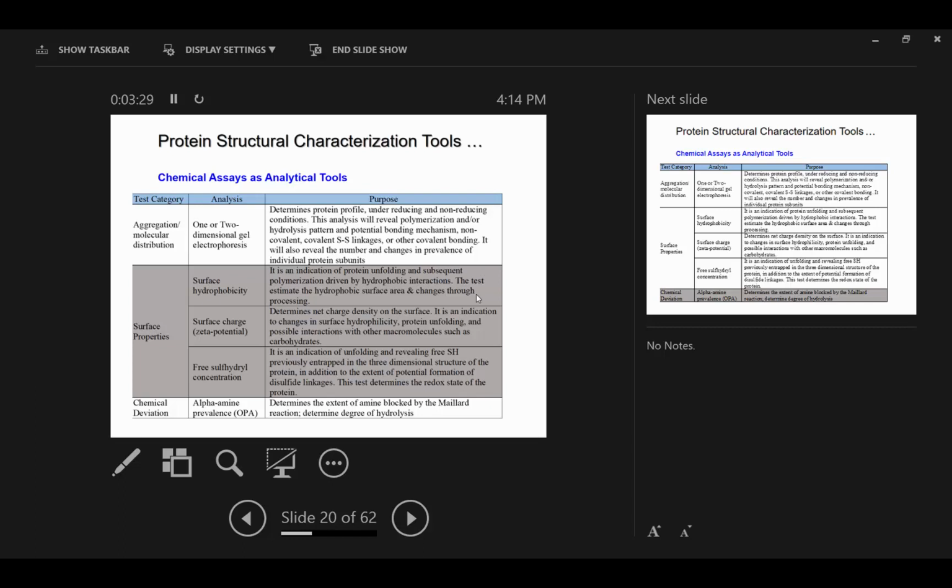It's very easy to conduct. You just use a probe that can bind via hydrophobic interaction with the protein, and the probe can fluoresce. Then you would measure fluorescence. The more the fluorescence, the more that means the probe bound to the surface of the protein, and that means the more there is hydrophobic residue on the surface of the protein.